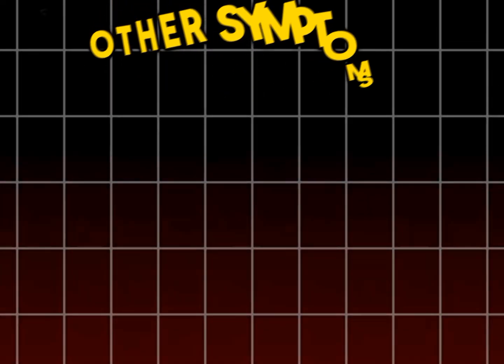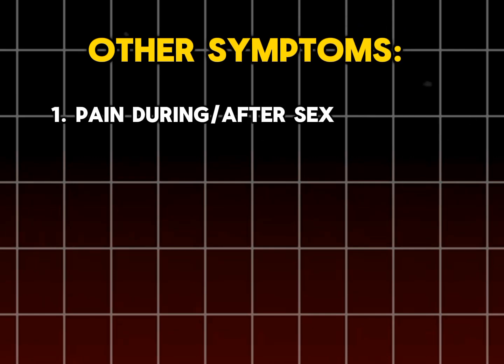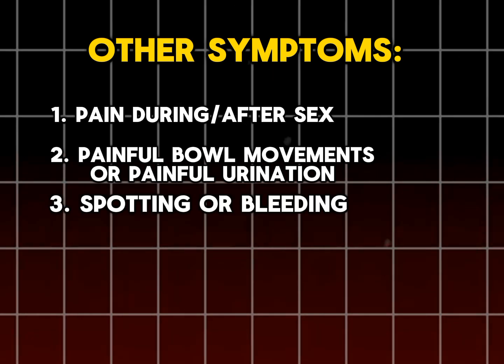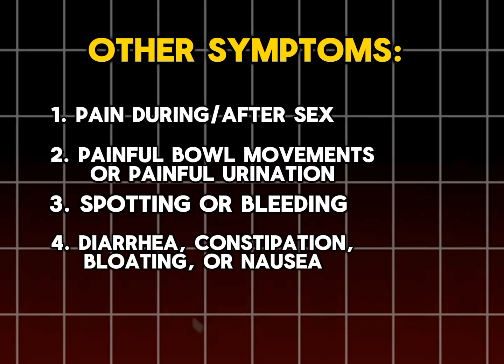Other symptoms of endometriosis can include pain during or after sex, painful bowel movements or painful urination during menstrual period, spotting or bleeding between menstrual periods, diarrhea, constipation, bloating, or nausea, especially during menstrual period.